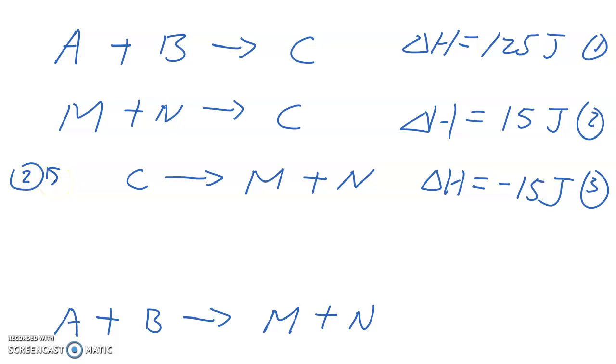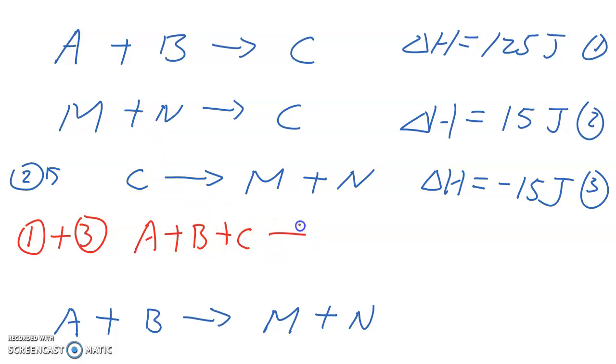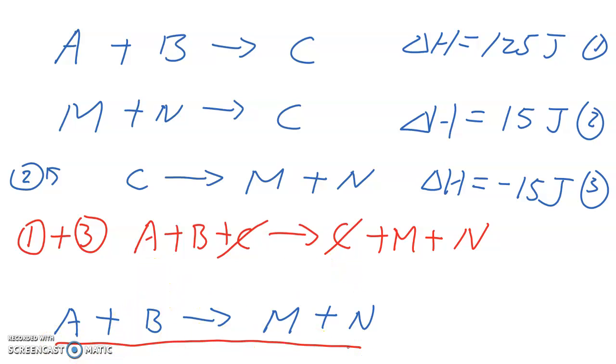So equation 3, what I did was I flipped equation 2 over. So now the product from equation 2 will become the reactant, and the reactant from equation 2 will become the product. Now what I'm going to do is add up equation 1 and equation 3. So equation 1 plus equation 3, let's see what we get. On the left side, I have A plus B and plus C over here. On the right side, I have C plus M plus N. Since I have C on both sides, I'm going to cancel out the C. So what I get is the final equation that I want.